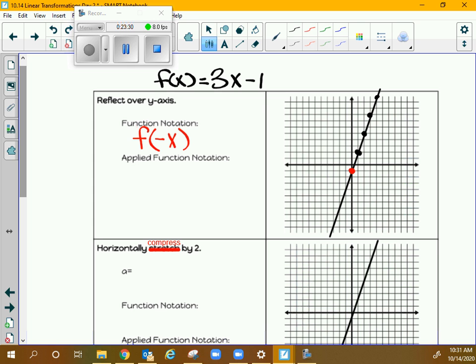F of -x. So when you're applying it to 3x minus 1, what am I going to change to -x? Just the x. So this becomes -x, and the rest of the equation goes around it. So now you still need to do some simplification there. What's my new function? -3x minus 1.